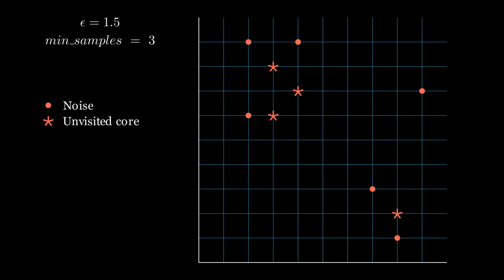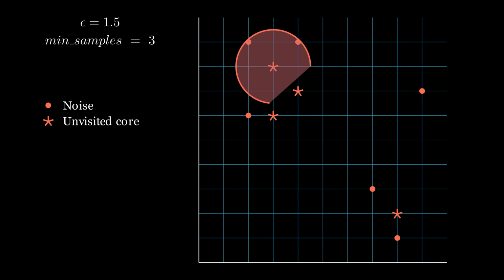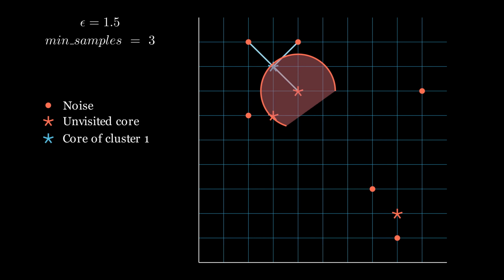Now let's find the clusters. To do that, we start with any one of the core points. We mark this core point in blue, signifying that it is part of cluster 1. Then we perform a depth-first search. The next step is to process this core point. This point also becomes part of cluster 1.